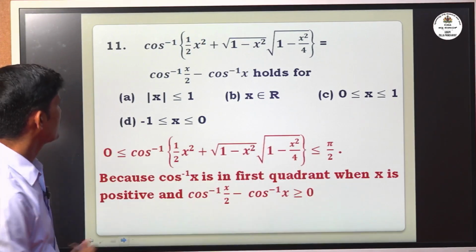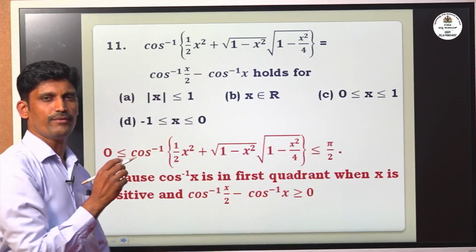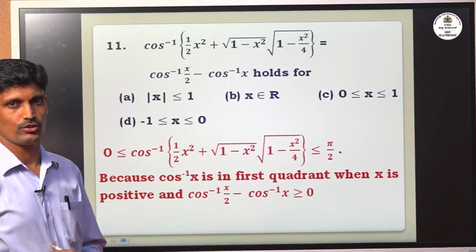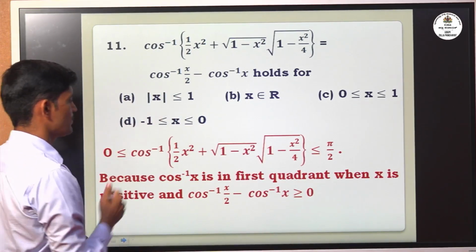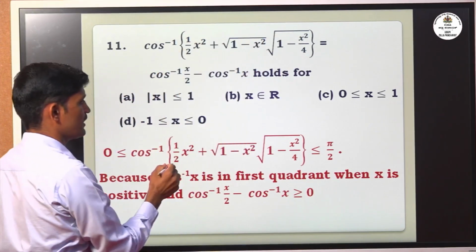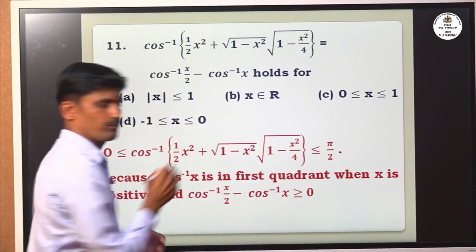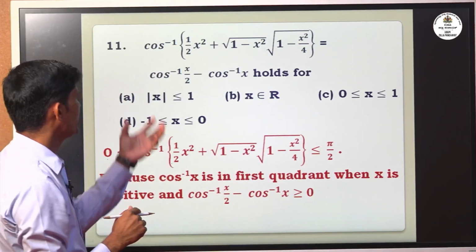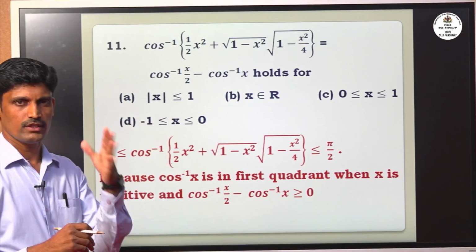You know that the cos inverse x minus cos inverse y formula holds for x greater than or equal to 0 and y greater than or equal to 0. If we remember this, it becomes very easy. Therefore this cos inverse of something always lies between 0 and pi/2. It never goes to the second quadrant, because we take the values of x and y greater than or equal to 0 only.